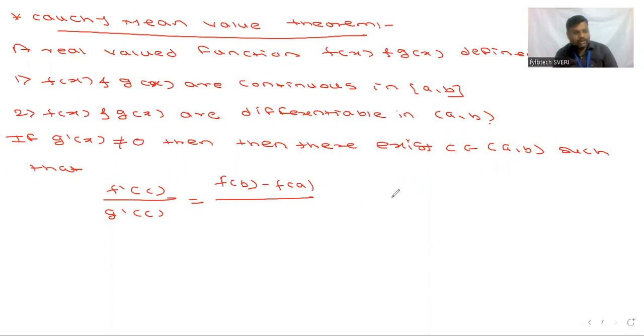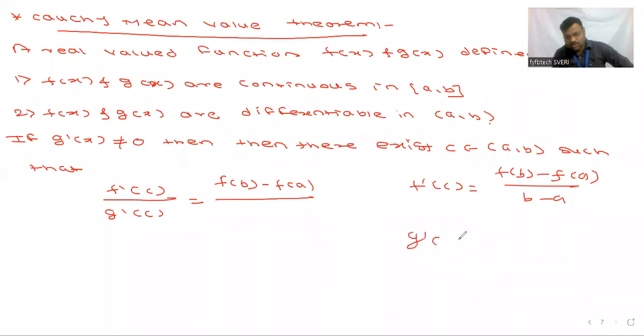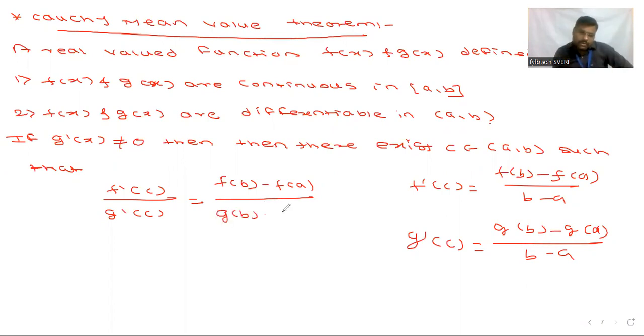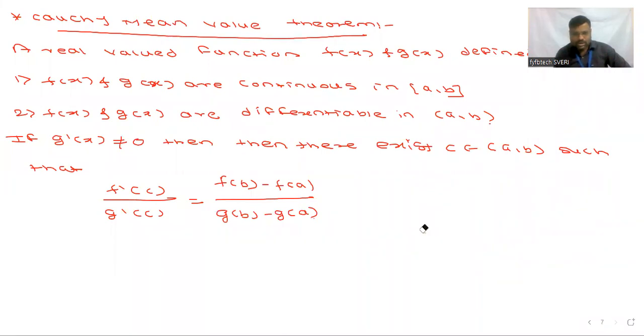This combines Rolle's theorem and the mean value theorem. Normally, f dash of c is f of b minus f of a divided by b minus a, and g dash of c is g of b minus g of a divided by b minus a. If you divide one by the other, b minus a gets cancelled. What remains is f of b minus f of a divided by g of b minus g of a. So we got the result.